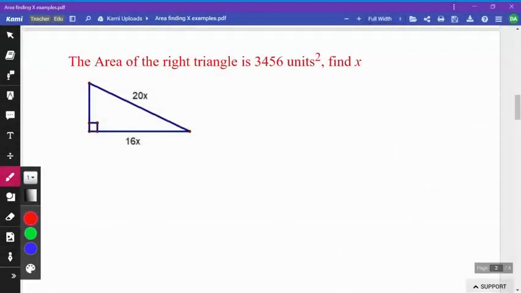In this next example, we have the area of a right triangle is 3,456 and I want to find x. So remember, step 1, the equation is 1/2 base times height. Well, if I look at my picture, I see that I have the base is 16x, but I'm missing h. So right now we have a little bit of a pickle because we need to find h before I can go through and solve out and find x.